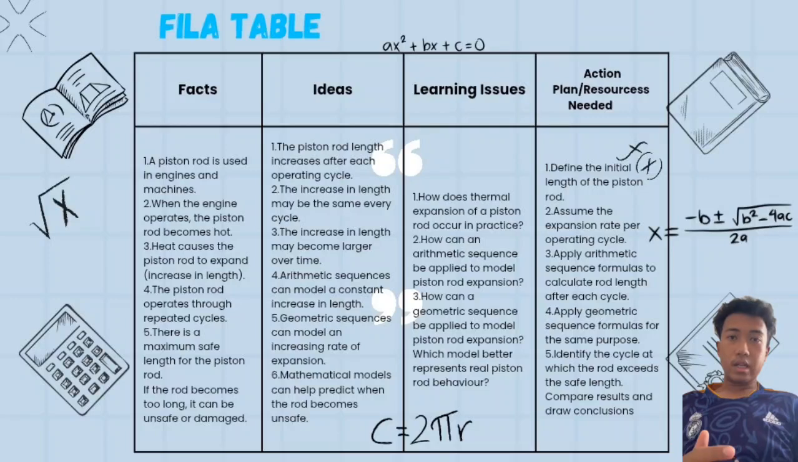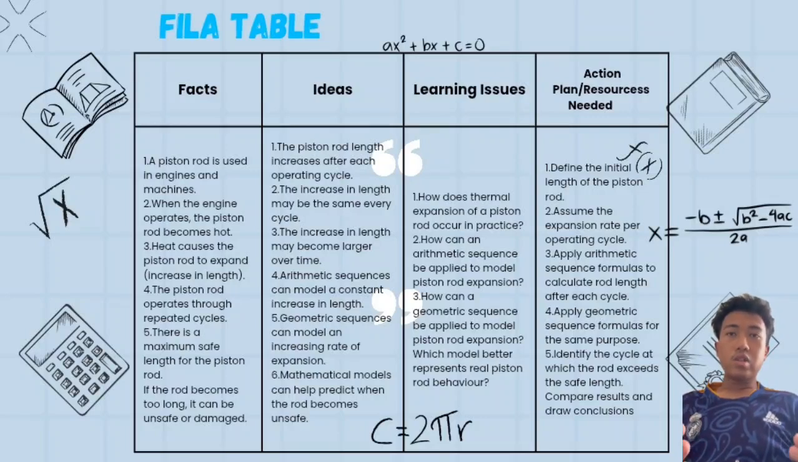So, mathematical models can help us predict when the piston rod becomes unsafe. Now, we move to another column, the learning issues. From here, we have some questions to explore. How does thermal expansion happen in practice? How can we apply arithmetic sequences to model the expansion? How can we apply geometric sequences? And most importantly, which model better represents the real behavior of the piston rod?